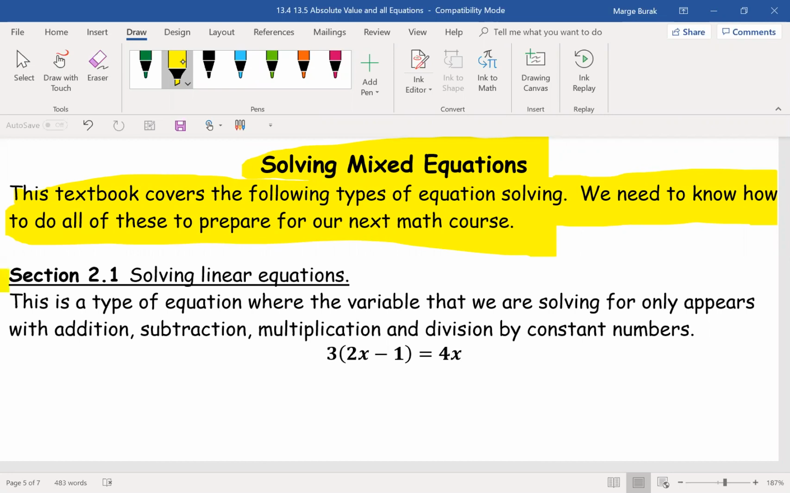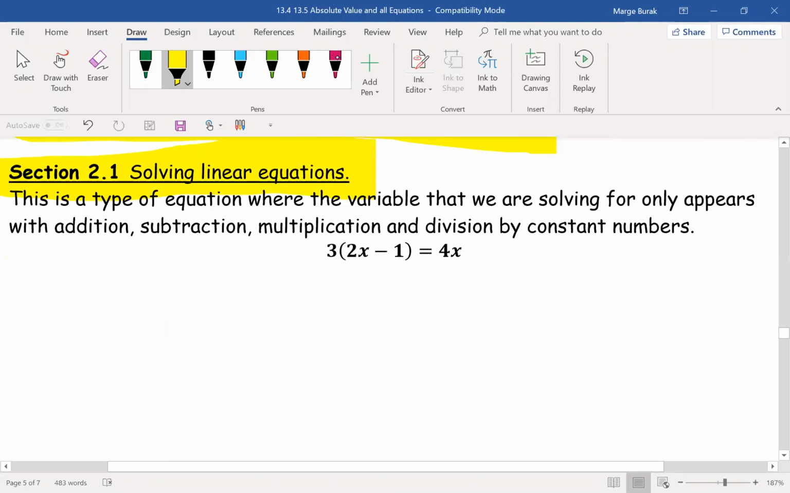Okay, so first of all, back in section 2.1, solving linear equations, this is the type of equation where the variable that we are solving for only appears once. And addition, subtraction, multiplication, and division, it's one variable. Sorry, it can appear more than once. Okay, you got it basically. So we're going to distribute the 3. I'm just doing this for a review because you don't want to ever forget these skills.